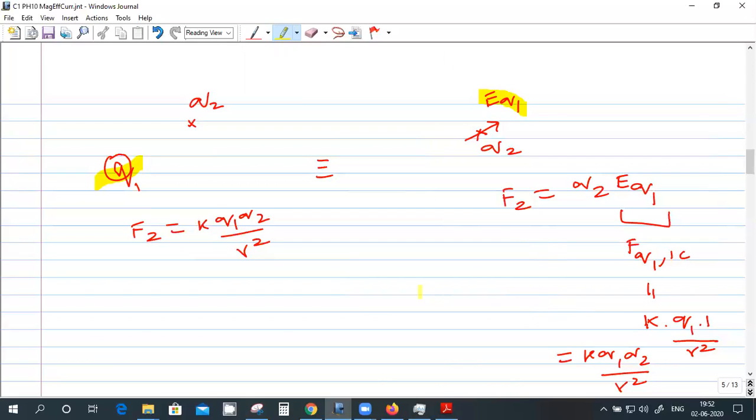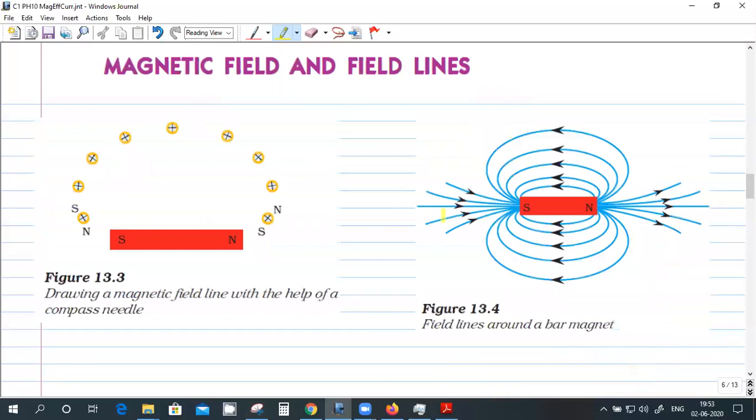Similarly, in magnetic field, here in electrostatics the source of electric field is a charge, right? So in magnetic field, what is the source of magnetic field? Magnet. Magnet is basically a North Pole and South Pole, right? If we break this magnet into two pieces, this will become North and this will become South Pole.